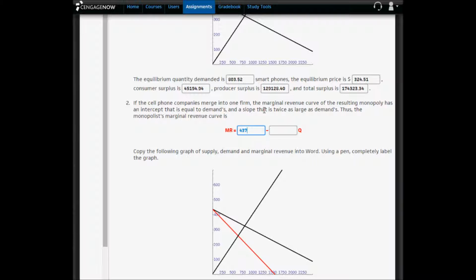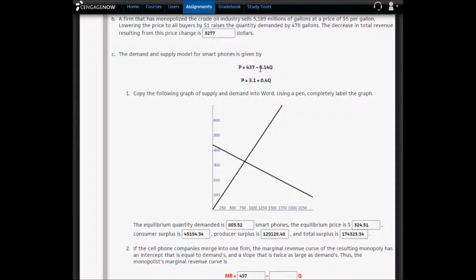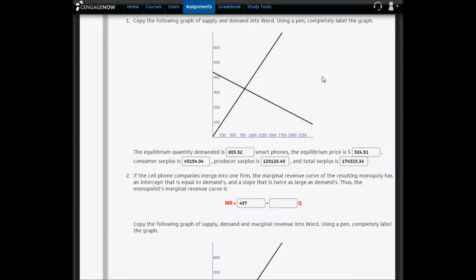The slope of marginal revenue is twice as large as demand's. So the slope of demand, a negative 0.14, means the slope of marginal revenue is 2 times 0.14, which would be 0.28.